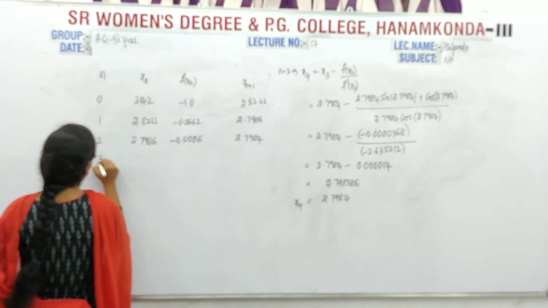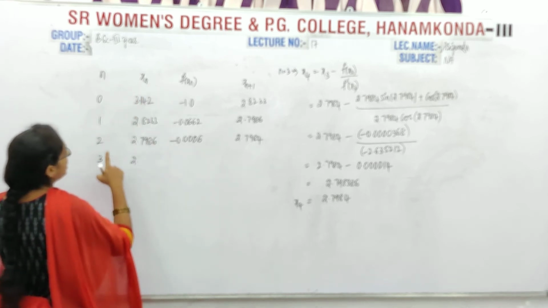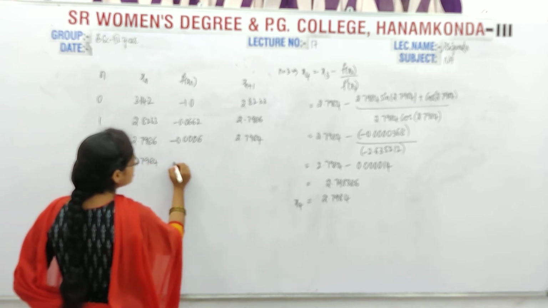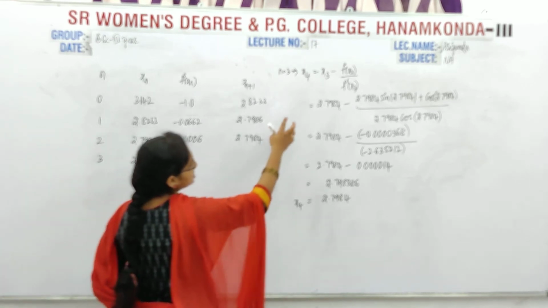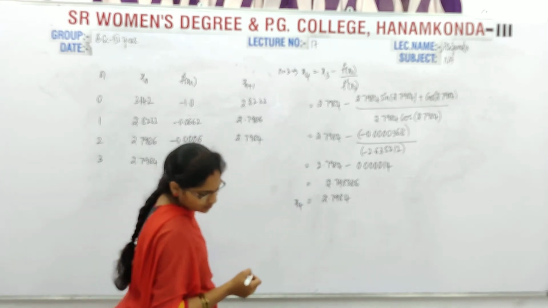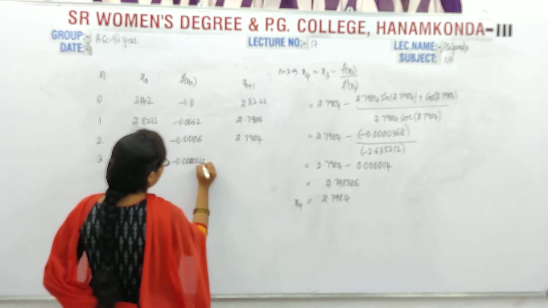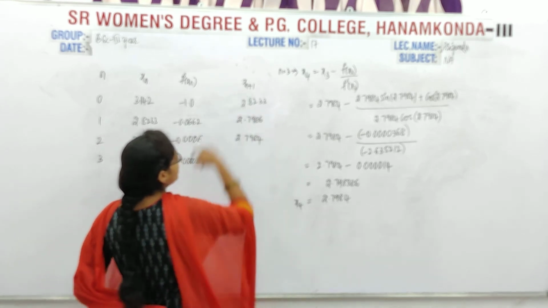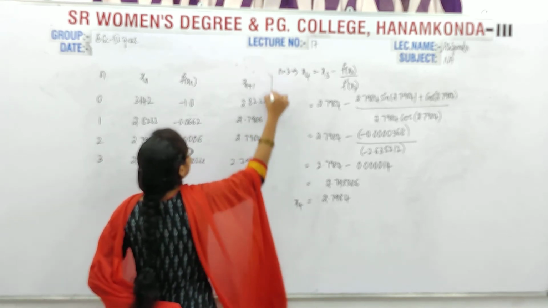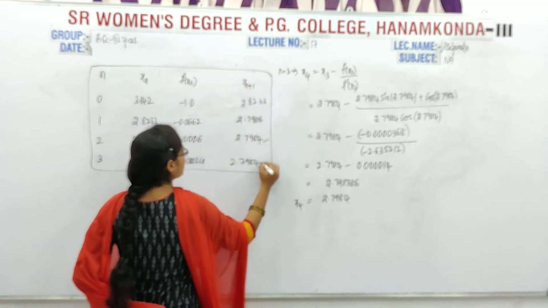Next for n equal to 3, x3 will be 2.7984. Next for x3, what is the functional value? Minus 0.00004 something. Then what will be the x4 value? 2.7984. So with this you have to stop the procedure because we got the same values, this one and this one.